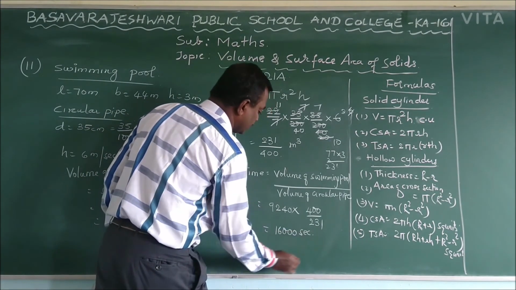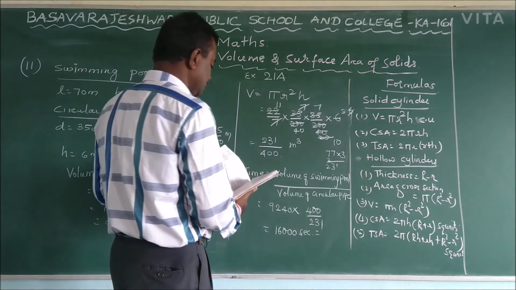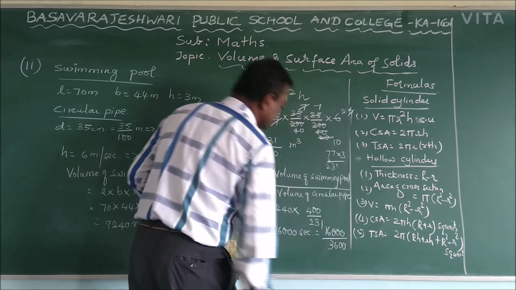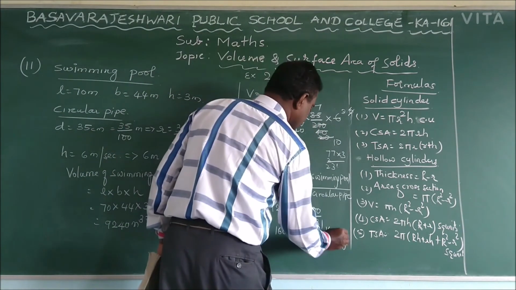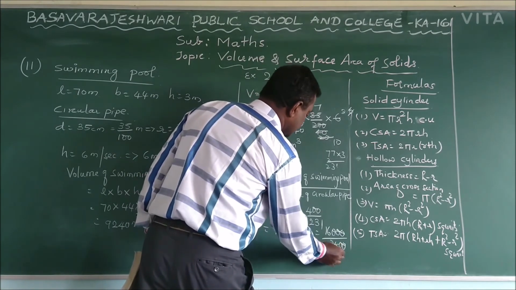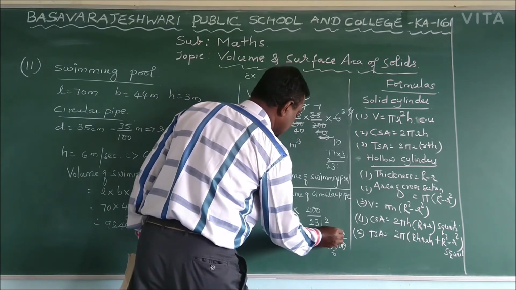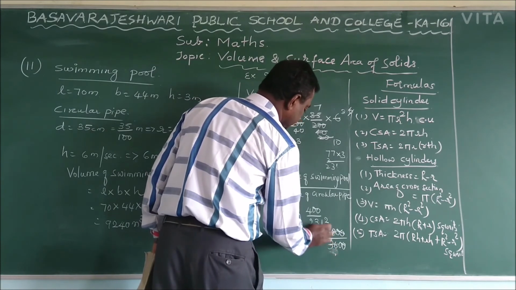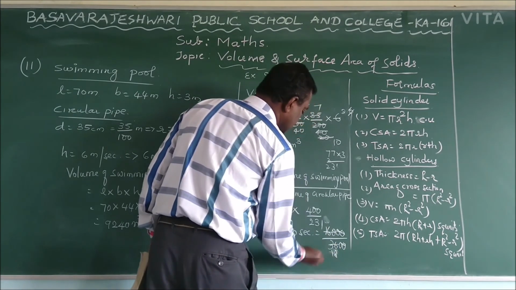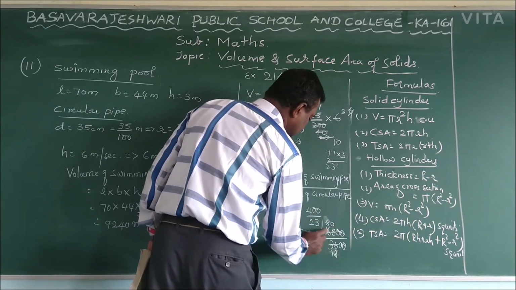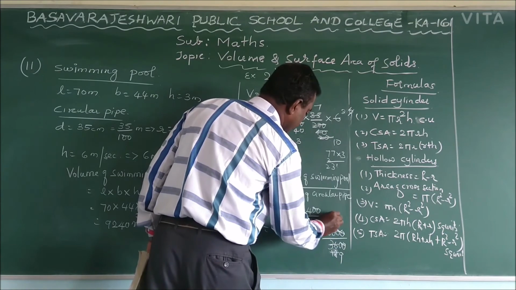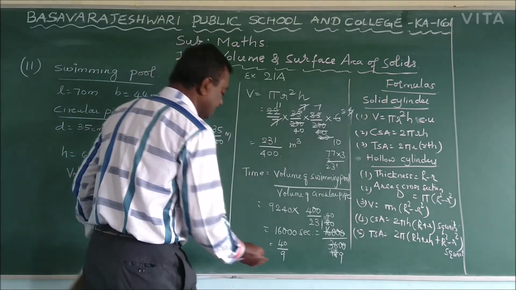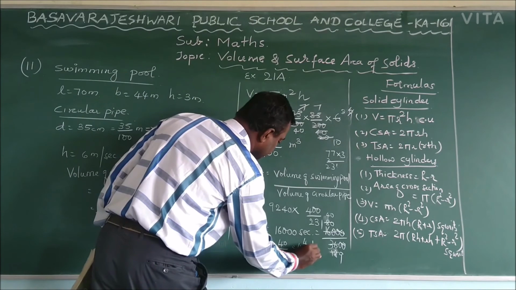So you get 16,000 seconds. But we have to convert into hours, that is 16,000 by 3,600. So 2 zeros cancel. Then simplifying, 40 by 9, so you have to divide, 40 by 9, you will get 4 by 9 hours.